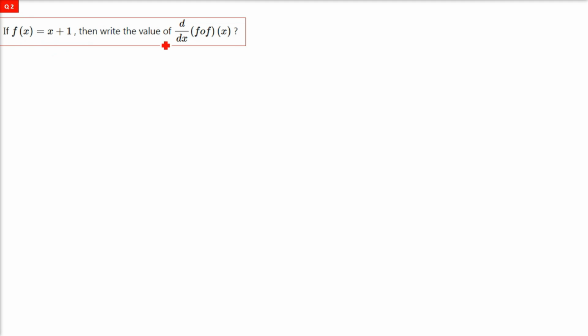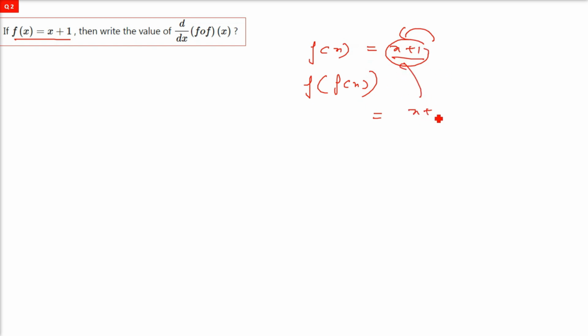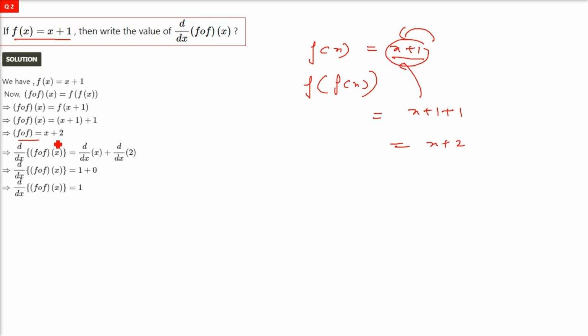f(x) is equal to x plus 1. Then write the value of d by dx of f of f(x). First we'll find out f of f(x), then we'll talk about the differentiation. So f(x) is x plus 1. f of f(x) means in f(x) you have to put the value of f(x). In place of x you have to put x plus 1. So x plus 1 plus 1 is going to be x plus 2. So f of f(x) we have already achieved.